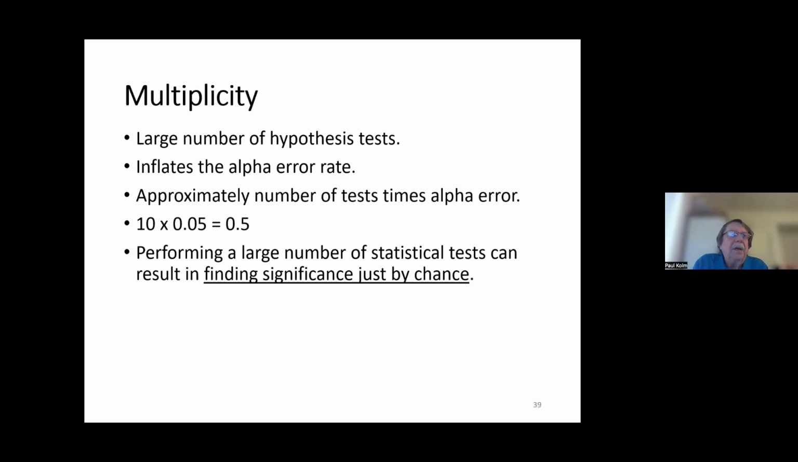So if you do, for example, 10 tests and you think your alpha error rate is 0.05, it's actually about 10 times that. So you're going to be rejecting the null hypothesis actually at the 0.5 rate.